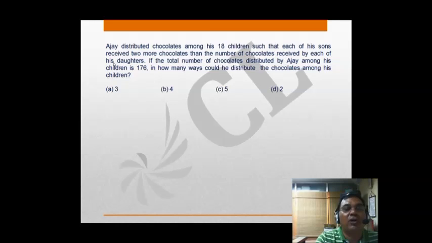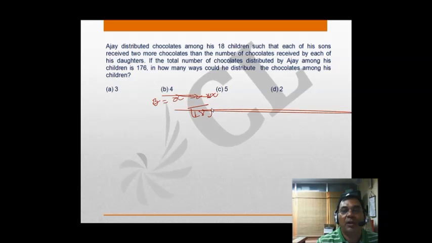Ajay distributed chocolates among his 18 children such that each of his sons received 2 more chocolates than the number of chocolates received by each of his daughters. 18 children. Supposing boys is equal to x. So that means 2x chocolates will be given and the rest will be distributed among 18. Oh, I got the question. Basically, if I give the sons extra 2 chocolates, then the rest of the chocolates should be divisible by 18, because now all 18 children get an equal number of chocolates.